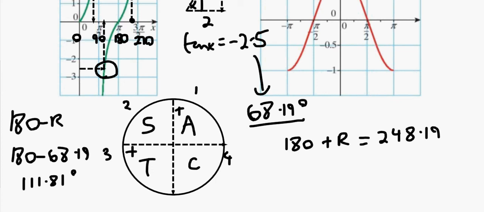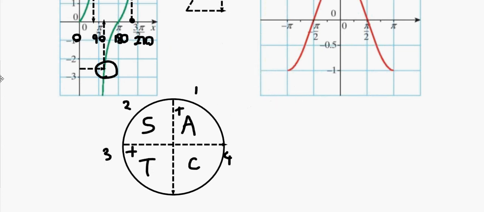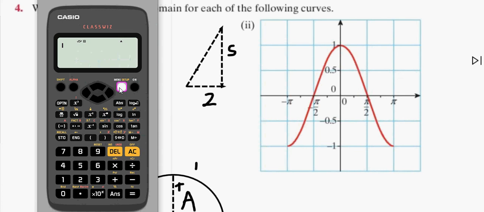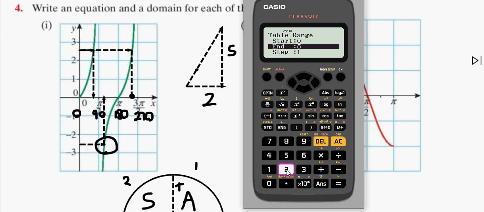Now, the interesting thing to notice about tan graphs, okay? So if you throw tan into your calculator, everybody get your calculator out? Alright? And you'll need to know this going forward. You draw mode, table function, and you'll do tan x. Okay, and you'll go from 0 to 270 degrees. Do step 30 again.